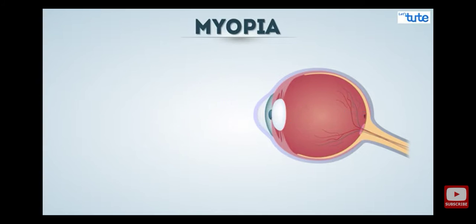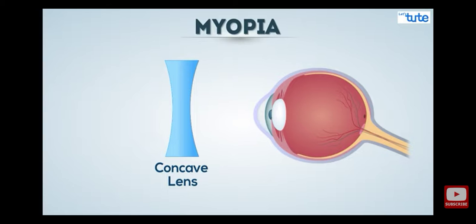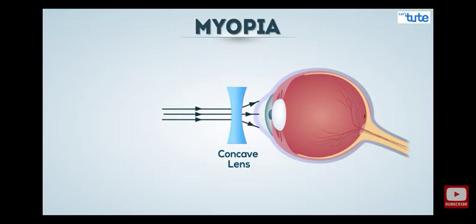This can be corrected with the use of a simple concave lens. A concave lens is a lens that possesses at least one surface that curves inwards and is thinner at its center when compared to its edges. It's a diverging lens, meaning that it spreads out light rays that have been refracted through it.